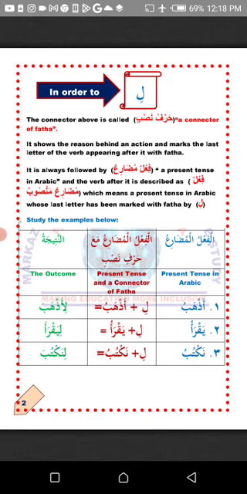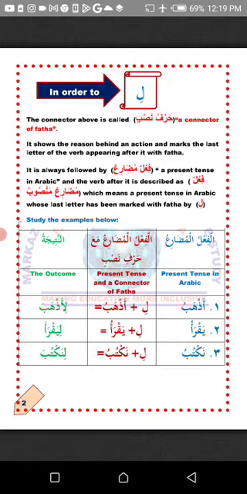So li is described as harfun nasbin, while the fi'l mudari' governed by li is described as fi'ilun mudari'un mansubun. Mansubun means whose last letter has been marked with fataha. La'alaka fahimt? I hope you understand. MashaAllah.